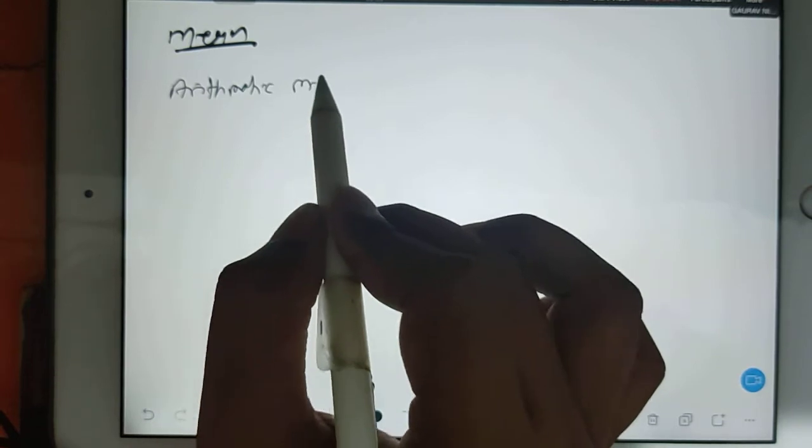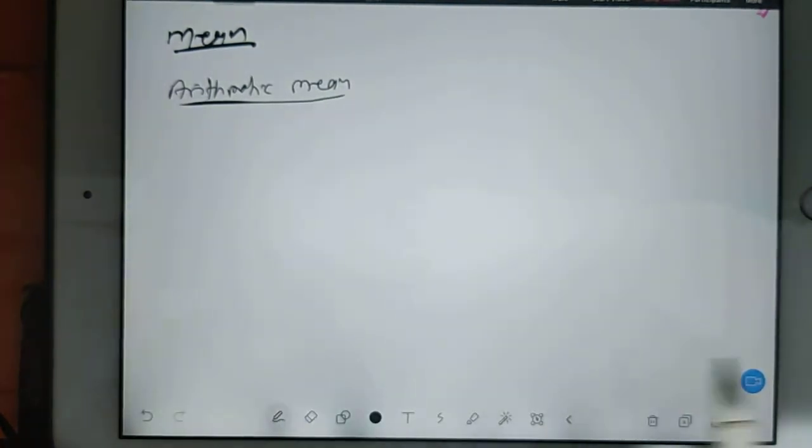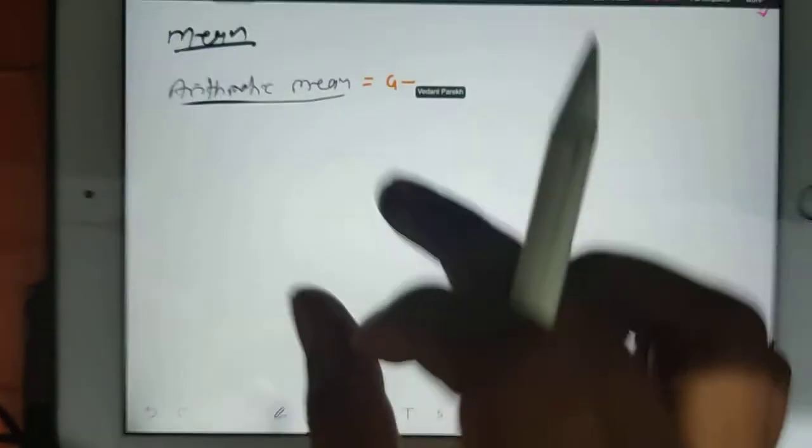Arithmetic mean. Gaurav, I am not able to see what you are drawing there. You can draw a little bit down. Actually on my screen I have a time bar there.